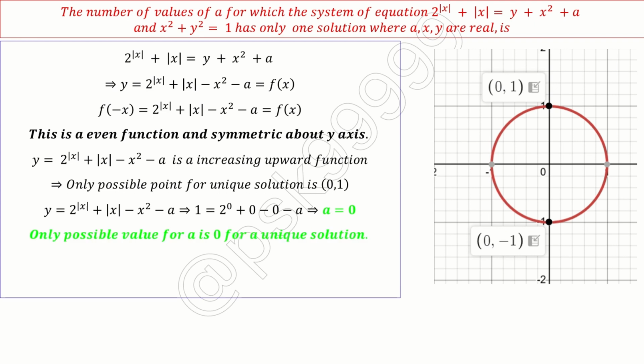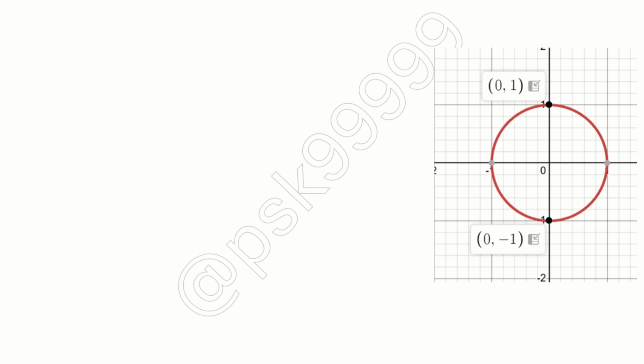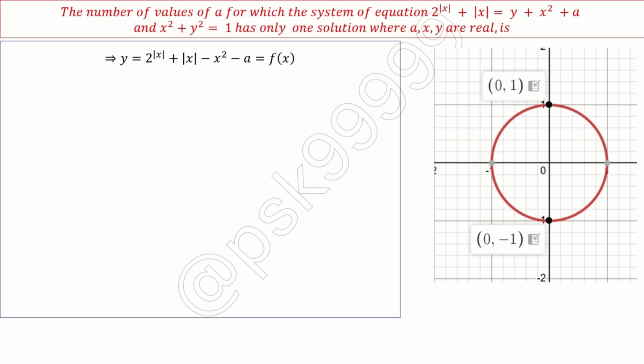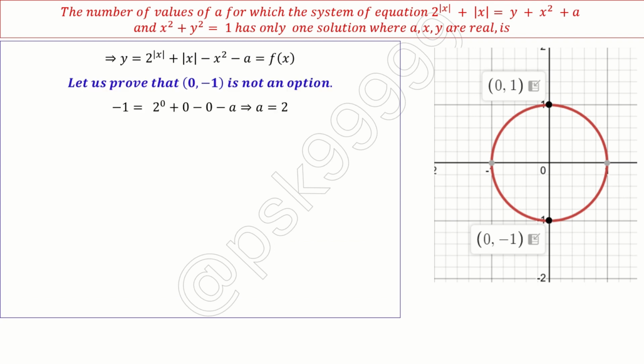If you want, you can also prove that 0 comma -1 is not a solution. That is also very easy. Let us prove it. So this is the given equation. I am assuming that 0 comma -1 is the solution, correct? So let's take y as -1, then x as 0, then I will get a as 2.